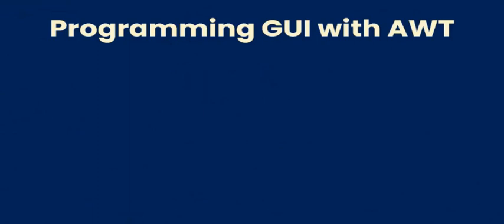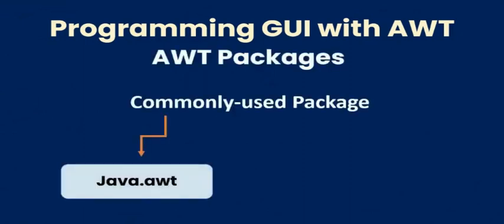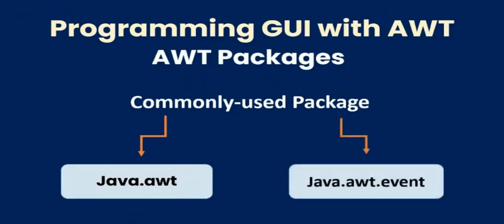And fortunately, there are only two packages that are commonly used: java.awt and java.awt.event. These are the commonly used packages when we build Java applications. So there are many packages, but these two are the commonly used packages for the GUI interface when we develop a Java application.